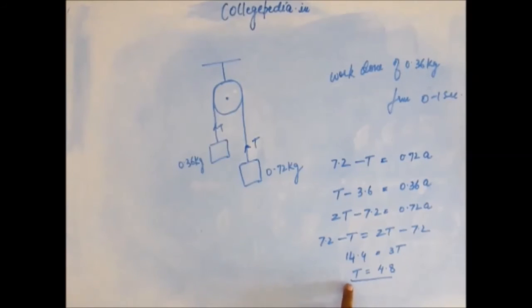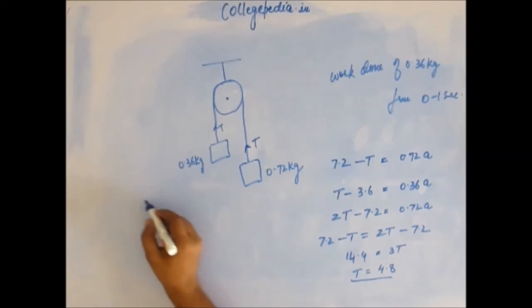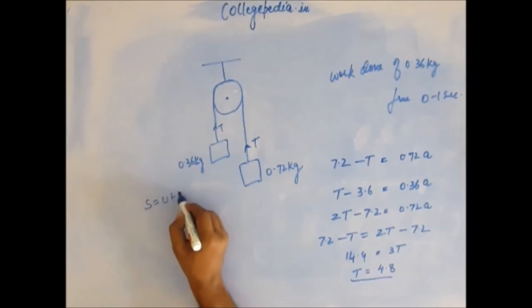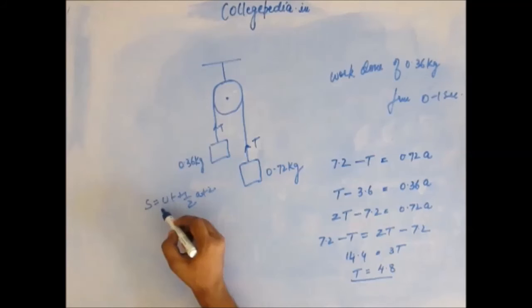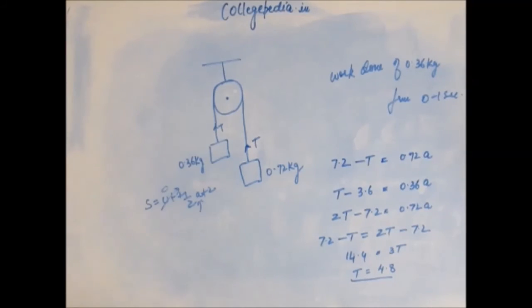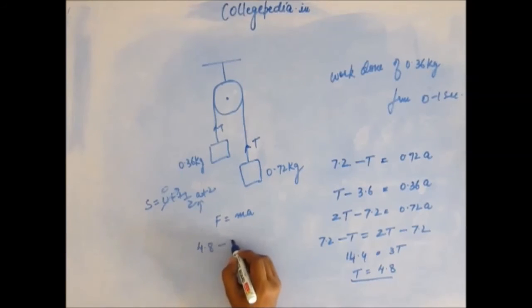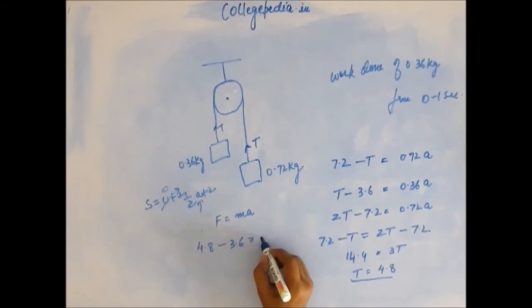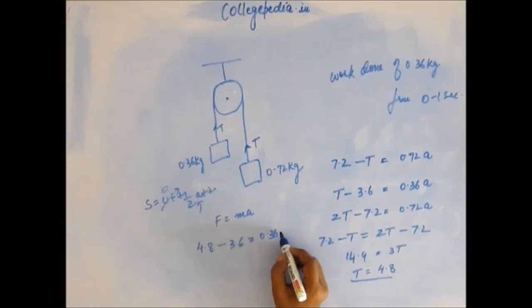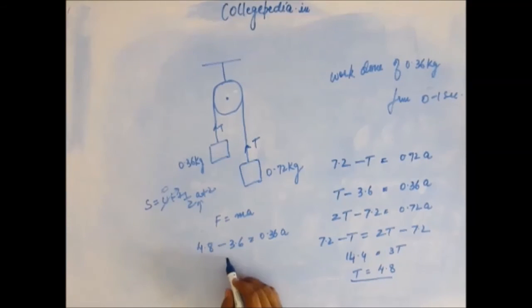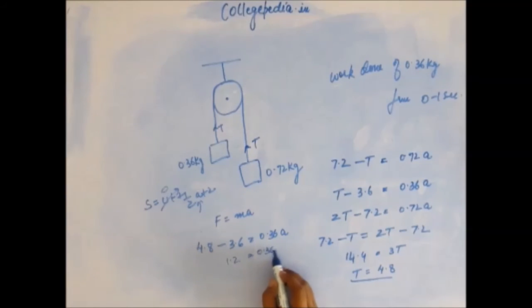Now we have got T. So we have got the force on this block. Now we have to find the displacement. Displacement can be found out from s is equal to ut plus half at square. Initial velocity is 0. We have to find acceleration to get displacement. To find acceleration, we should use F is equal to ma. Net force on this is 4.8 upwards, 3.6 downwards, and the mass is 0.36 into acceleration. So this is 1.2 is equal to 0.36 into a. a from here would come out to be 10 by 3.